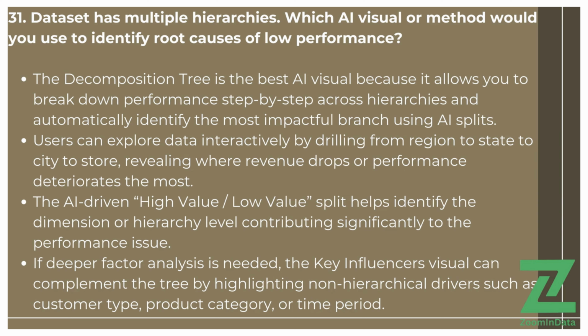Users can explore data interactively by drilling from region to state to city to store, revealing where revenue drops or performance deteriorates the most. The AI-driven high-value or low-value split helps identify the dimension or hierarchy level contributing significantly to the performance issue. If deeper factor analysis is needed, the key influences visual can complement the tree by highlighting non-hierarchical drivers such as customer type, product category, or time period.